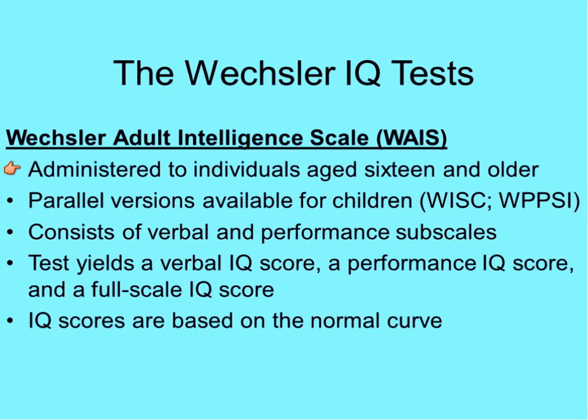People who are age 16 and older, goes up into the 70s and 80s. There are parallel versions that can be used with younger kids. So there's something called the WISC, which is the Wechsler Intelligence Scale for Children, which goes up to about age 16. There's something called the WPPSI, the Wechsler Preschool and Primary Scale of Intelligence, which I think extends all the way down to like age 3 or something like that.